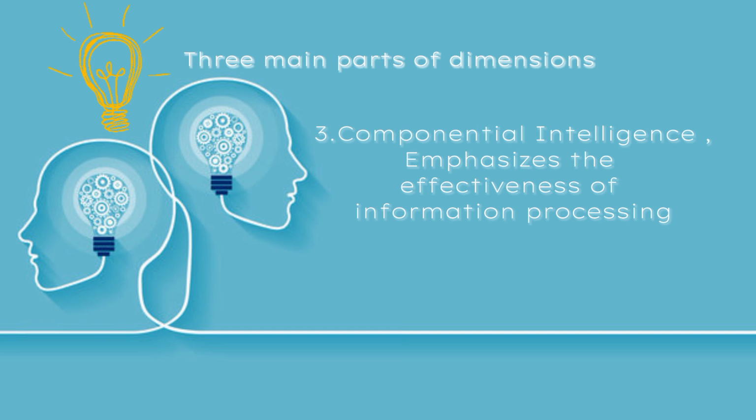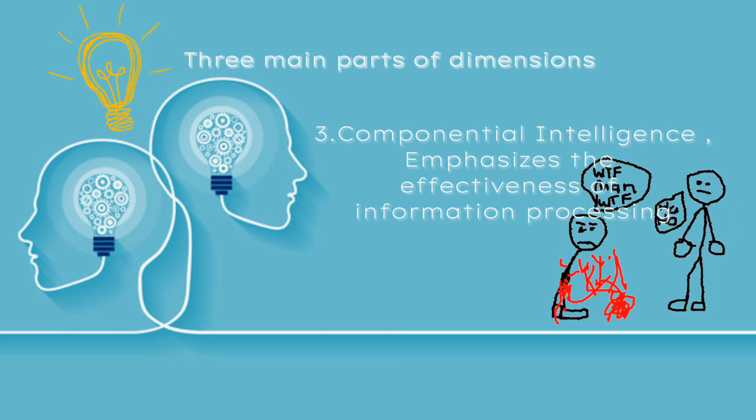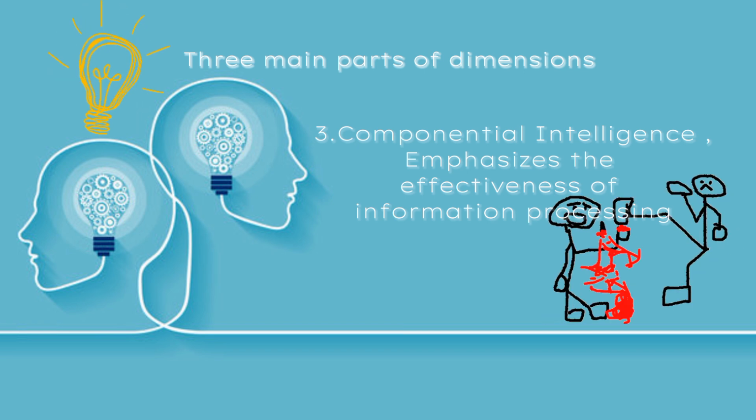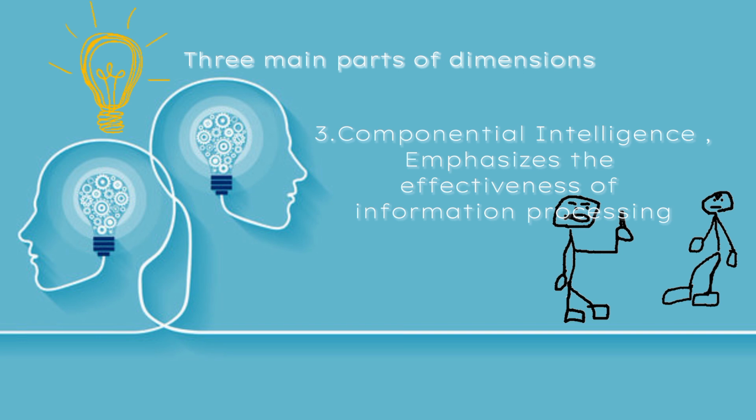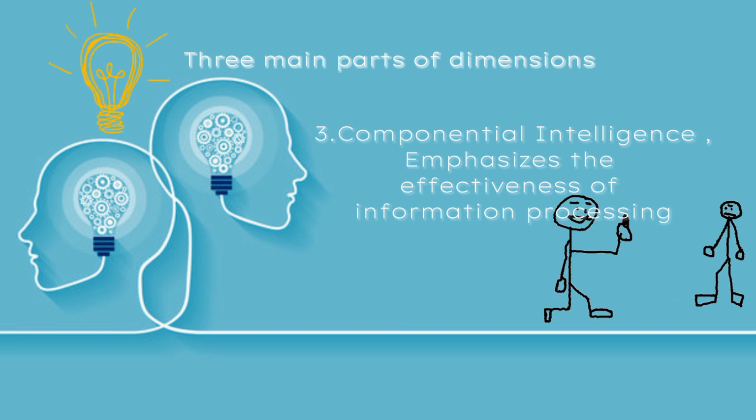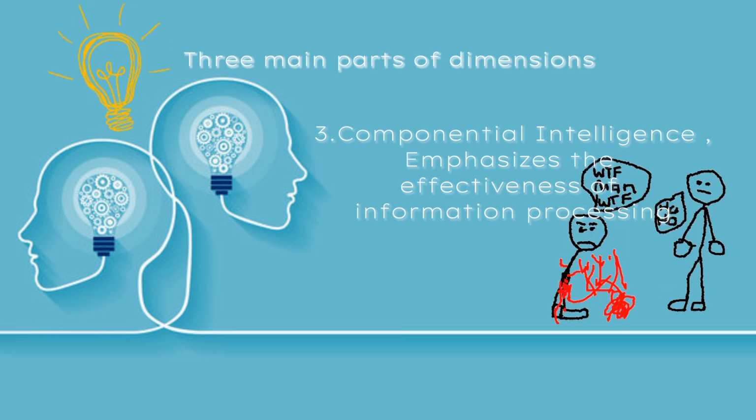While on the other hand, the componential intelligence emphasizes the effectiveness of information processing. He defines the component as the underlying cognitive mechanism that carries out the adaptive behavior to novel situations. The cognitive mechanisms are equivalent to the skills, knowledge, and competencies that a person would have acquired mainly through education and experience. It involves the ability to think critically and analytically.